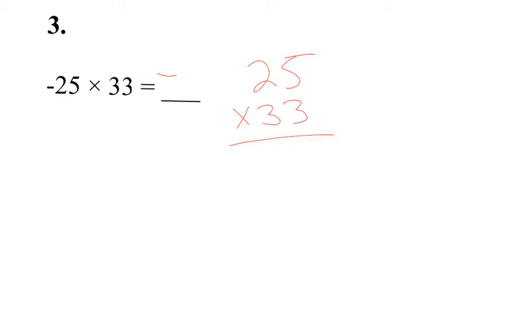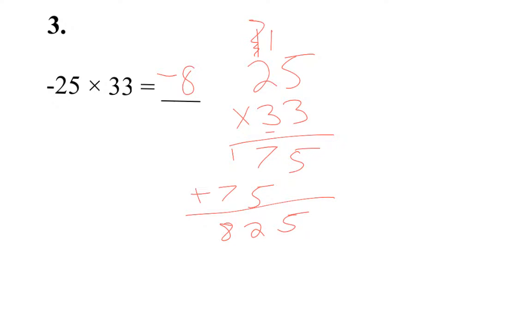So here, 5 times 3 is 15. Carry the 1. 2 times 3 is 6, plus the 7, plus the 1 is 7. You can scratch that out. And then you do the second 3. 3 times 5 is 15. Carry the 1. 3 times 2 is 6, plus the 1 again is 7. And then you add these. So it's going to be 5, and then 12, and 8. So negative 825 is going to be your final answer.